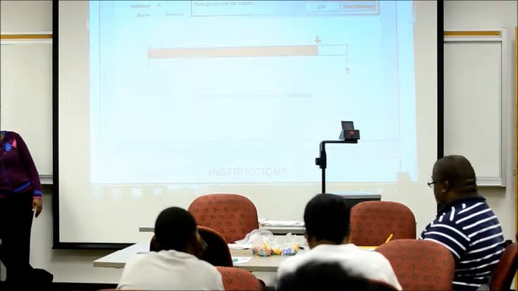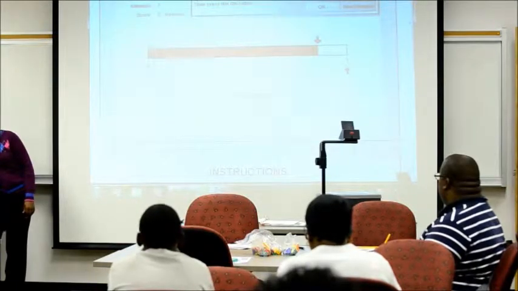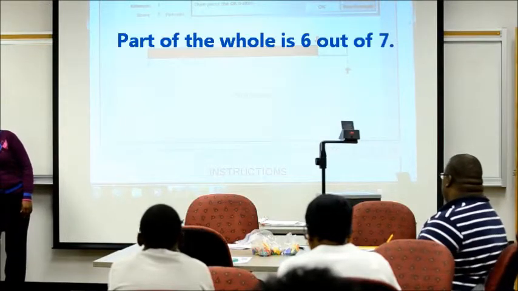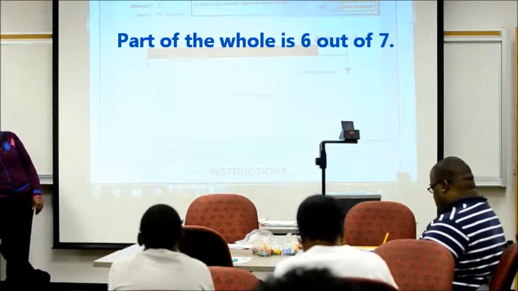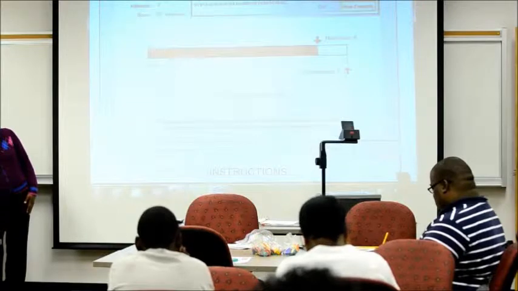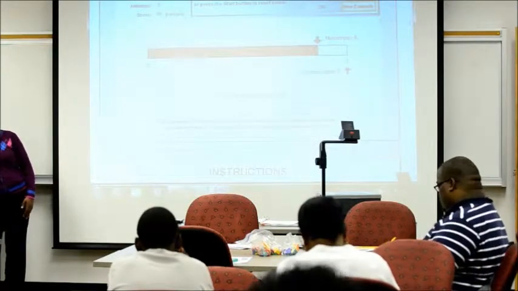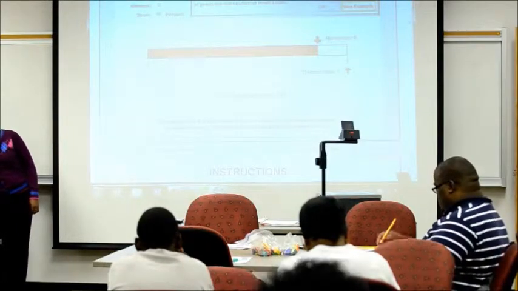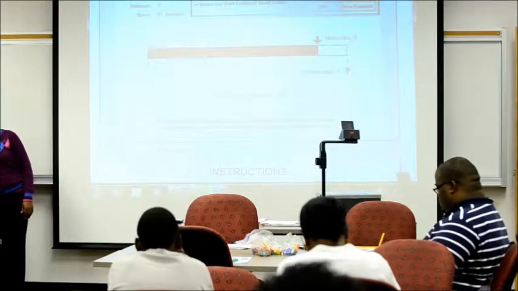Does anyone want to tell me what part of a whole this would be? What you got, Mr. Allen? 6 out of 7. Okay, let's try that one. Okay, they say it is correct. Good job. I miscounted too. Okay, so you can also hit explain, and it'll give them an explanation. The numerator is 6 because 6 parts are chosen as is shown by the red arrow. The denominator is 7 because there are 7 equal parts between 0 and 1.